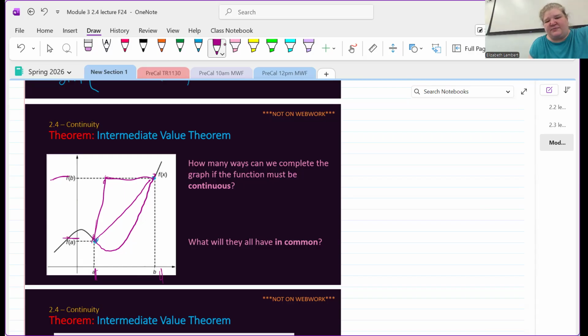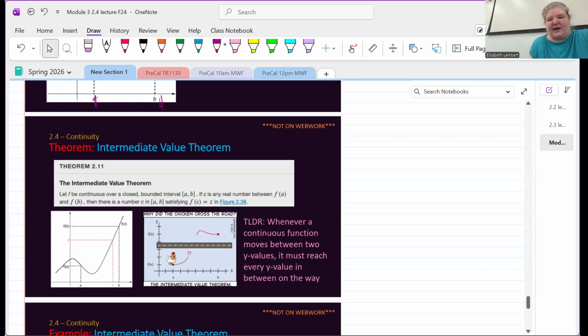So this theorem, the intermediate value theorem, guarantees us that if I know a function is continuous, I have to hit all the x values and all the y values in between any 2 points I know are on the function.